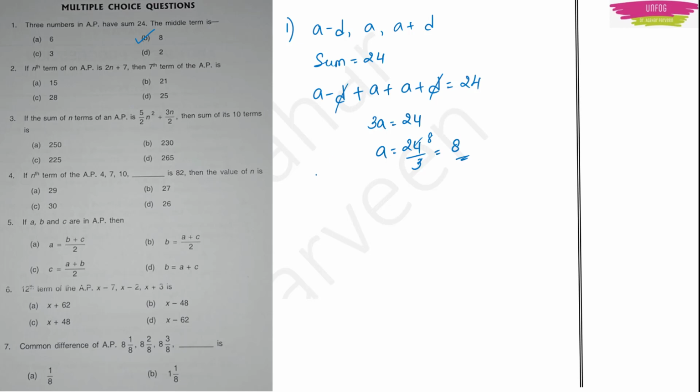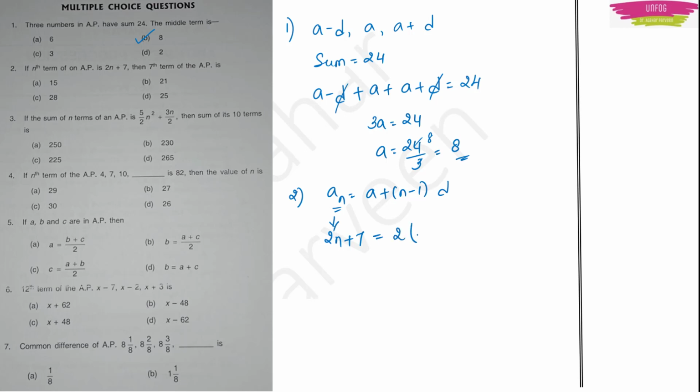Okay. Now next question. Question number 2. If nth term of an arithmetic progression is 2n plus 7, then the 7th term of the arithmetic progression is. So we know that an is equal to a plus n minus 1 into d. This an is only the nth term, right? Now they have given that the nth term of an AP is 2n plus 7. That means in place of an you have to write 2n plus 7. Now what is the value of this?